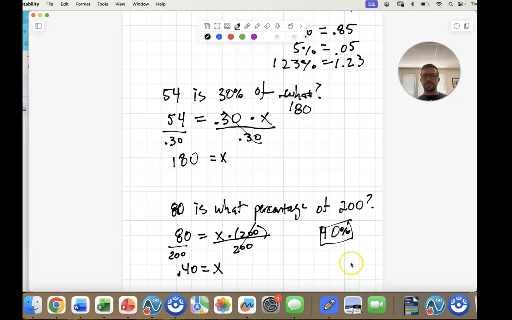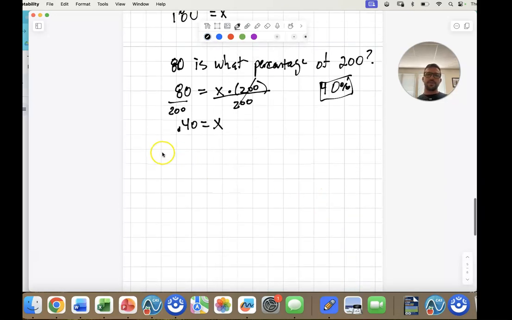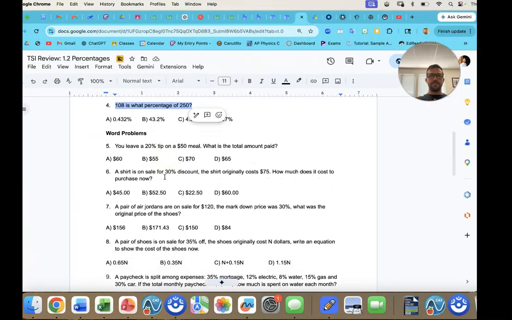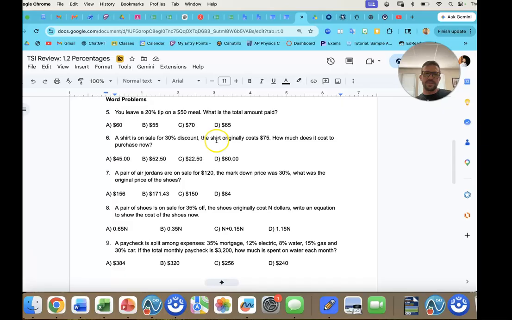Okay. Let's go to the next part here. That would do all the basic stuff, like how to set them up. Now let's do some of this.